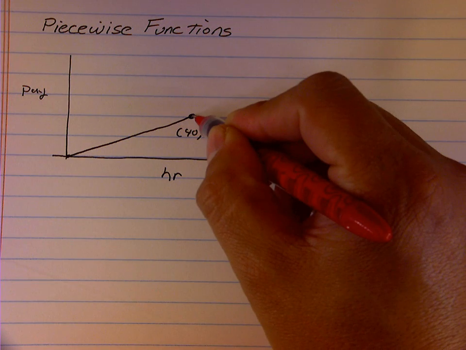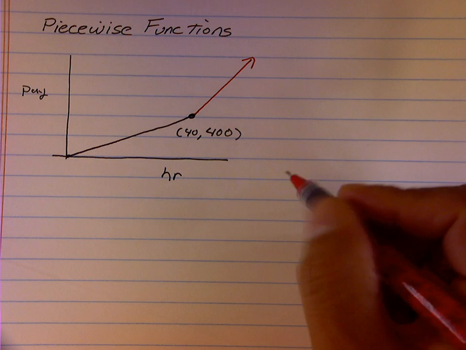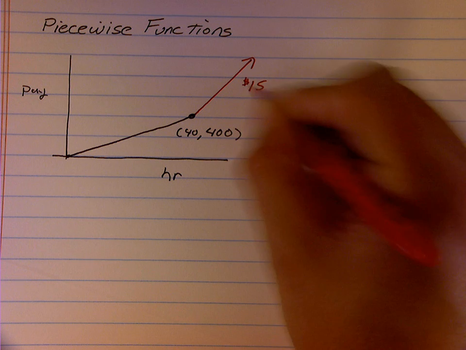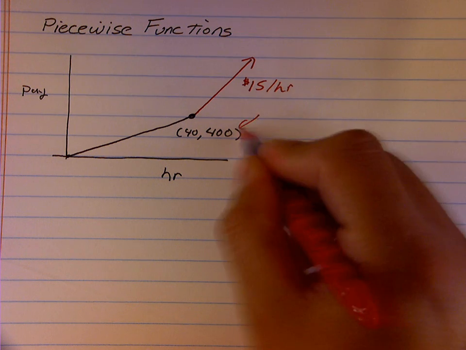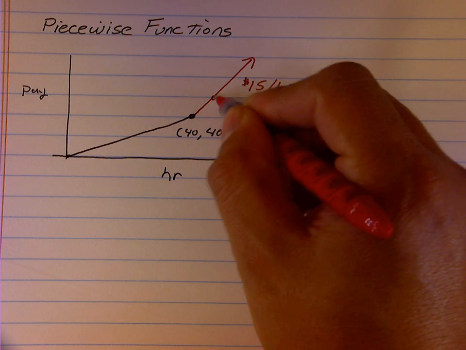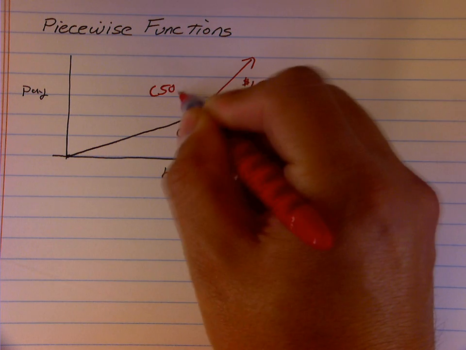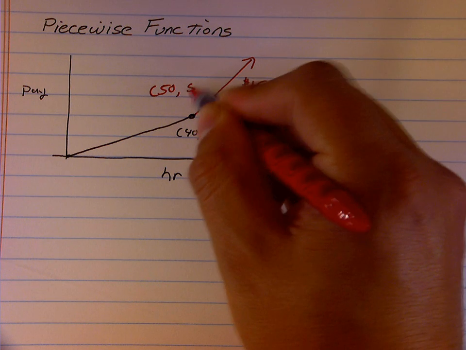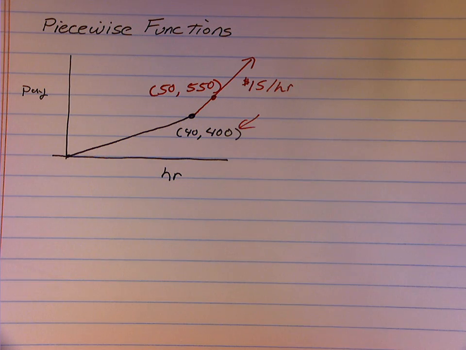Because after this, your pay is going to change and it's going to get steeper because now you're going to be paid $15 per hour. So at this point, 40 hours, $400, you change to a new piece which has a new slope of $15 an hour. So if you were to work an extra 10 hours, you would get paid an extra $150. So your weekly pay is a piecewise function.